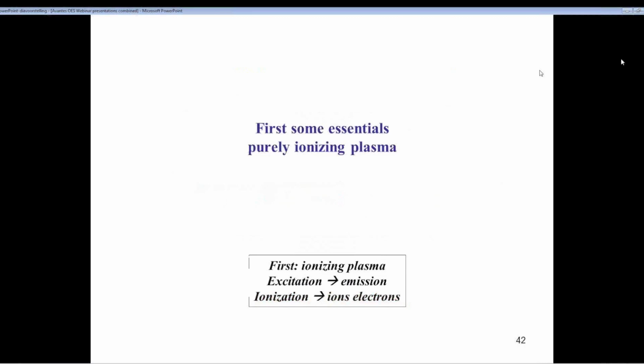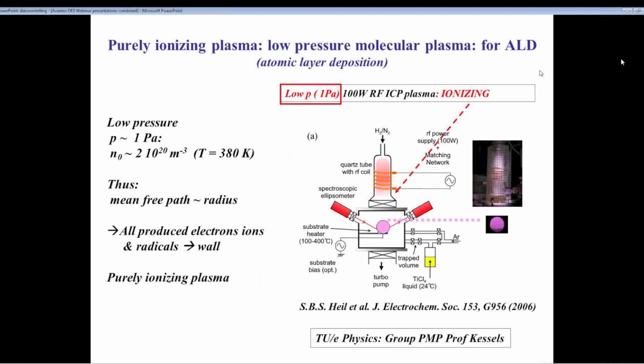First, some essentials about plasma spectroscopy. I'd like to first treat ionizing plasma, which is the typical classical plasma, I would say, because excitation by electrons gives emission, and electrons also ionize and give new electrons and ions.